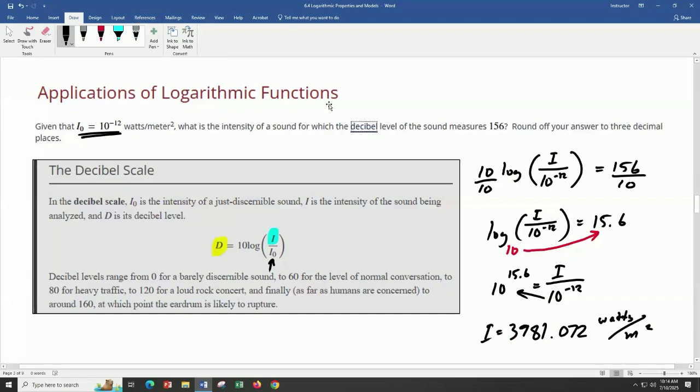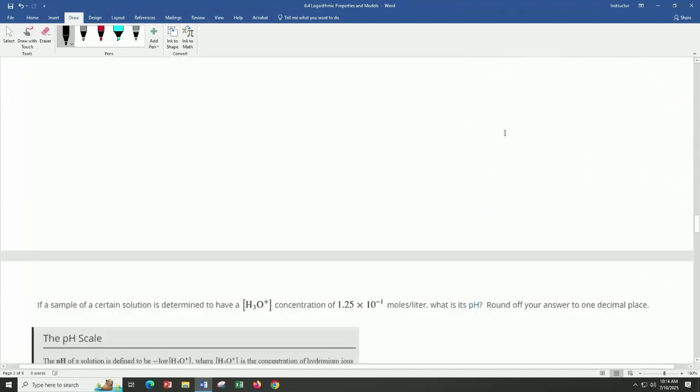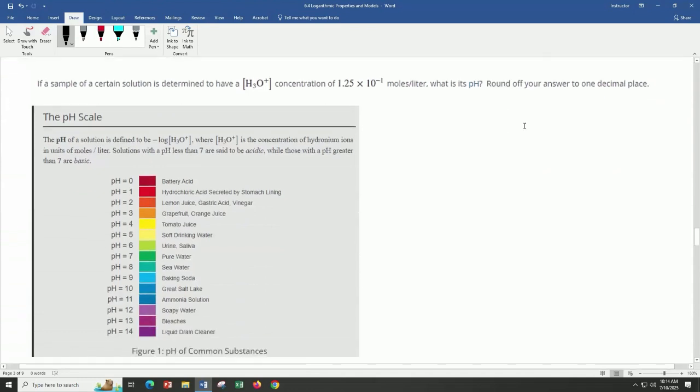Let's do one more word problem here. One a little trickier. Not really trickier, but you gotta be kind of careful with it. Notice if I have a sample of a certain solution is determined to have, and they give us a little formula here of H sub 3O positive, that is 3 hydrogen atoms with a positively charged oxygen atom, concentration of 1.25 times 10 to the negative 1 moles per liter. What is the pH? Round your answer to 1 decimal place.